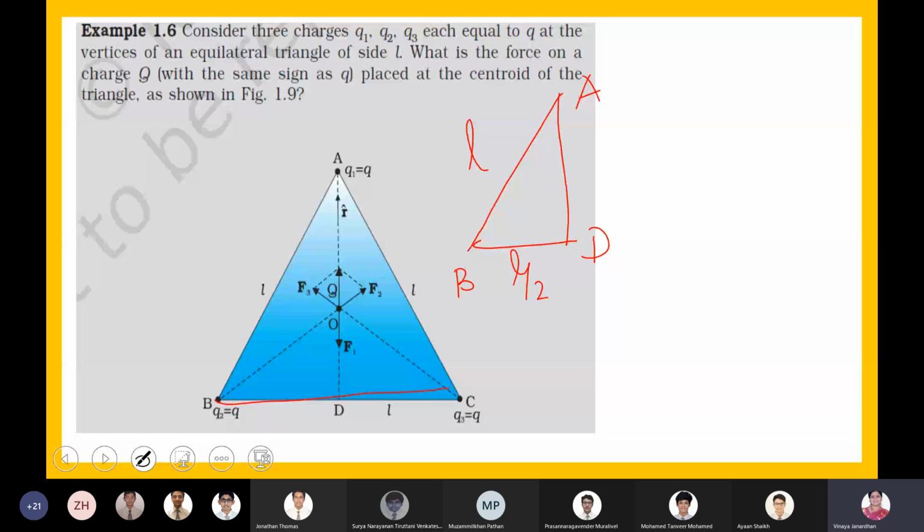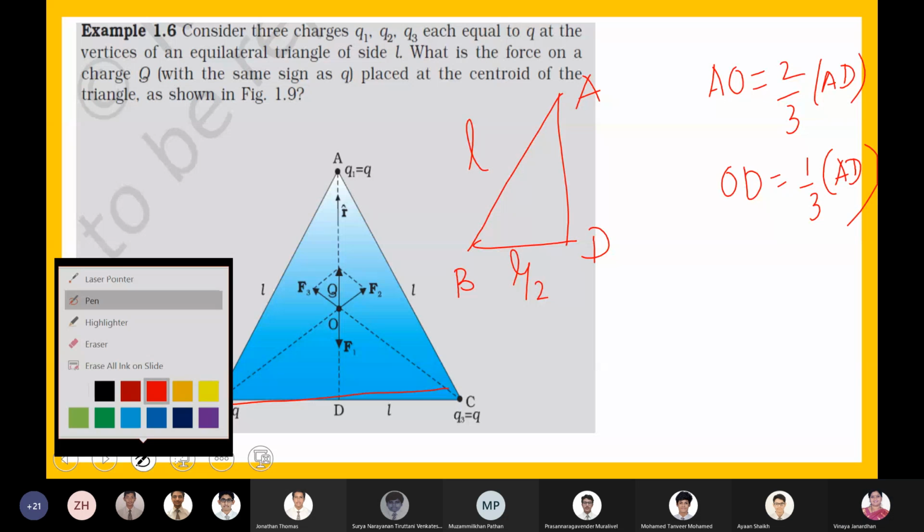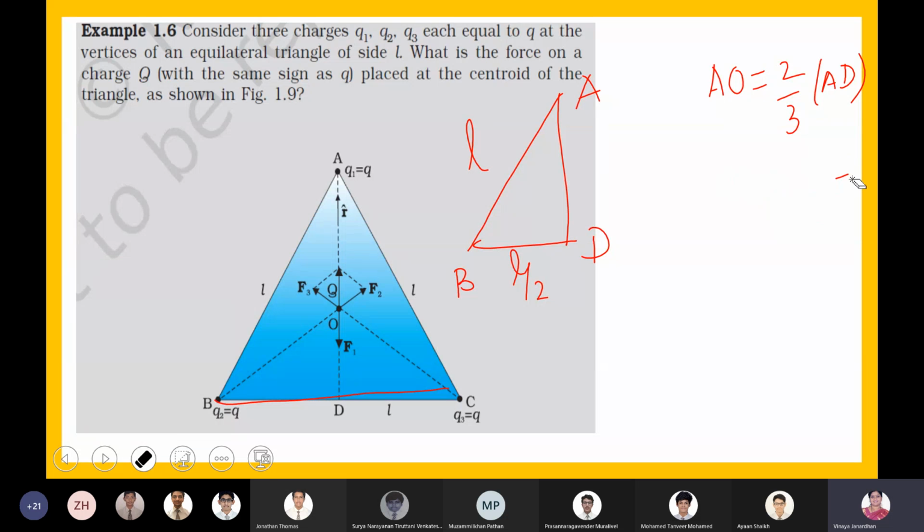You have learnt about centroid. At the centroid, AO will be equal to 2/3 of AD and OD will be 1/3 of AD. Do you know this? So OA is equal to OB is equal to OC, that is a known fact. Now how to find OA? OA is 2/3 of AD.